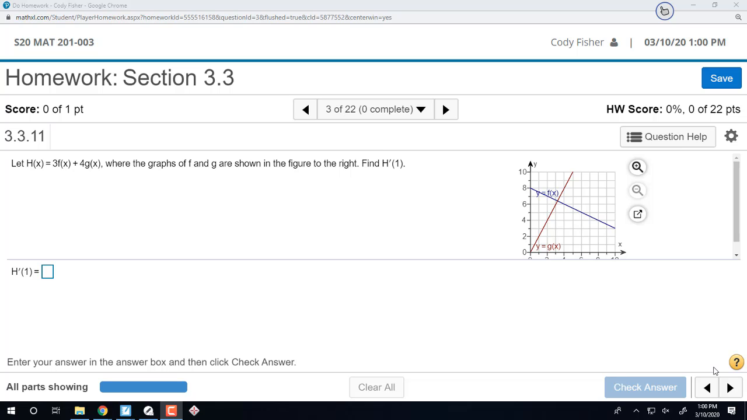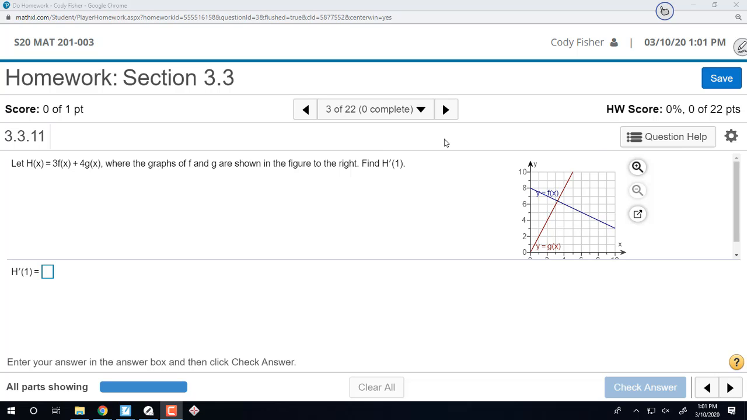So there is a question on homework 3.3, number 3, and number 20 is similar. I believe we talked about one of these in class. I don't know if it was this one exactly. So you're given the graph of two functions, and h, capital H, is 3 times f plus 4 times g. And what we want to do is find the derivative of h at 1.